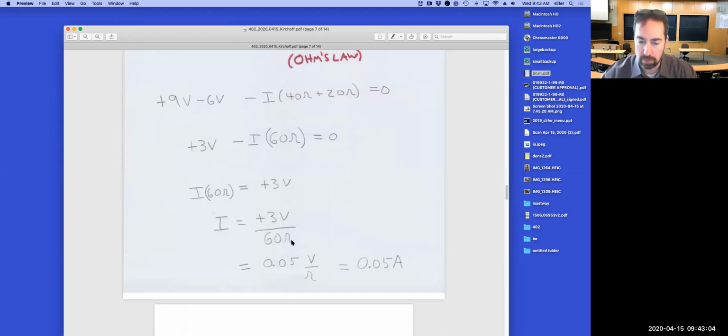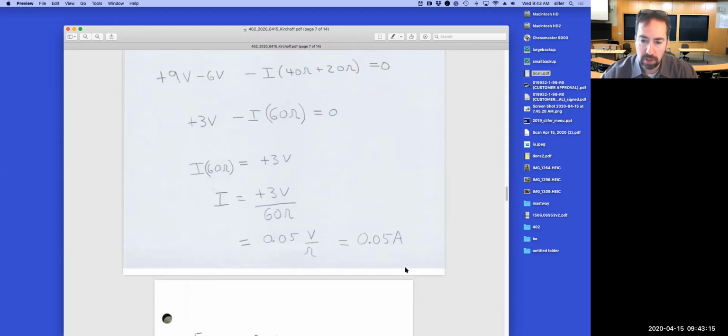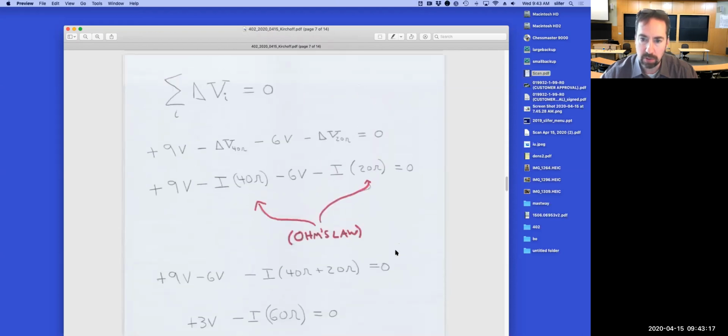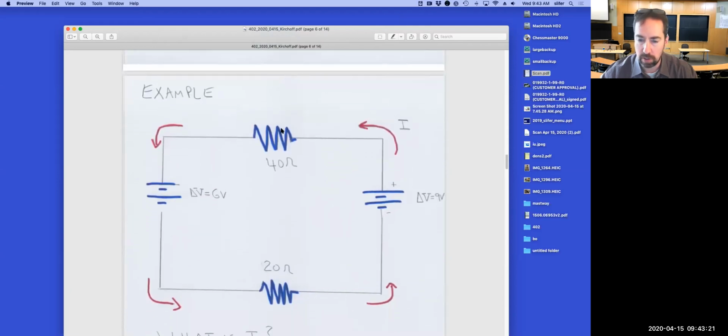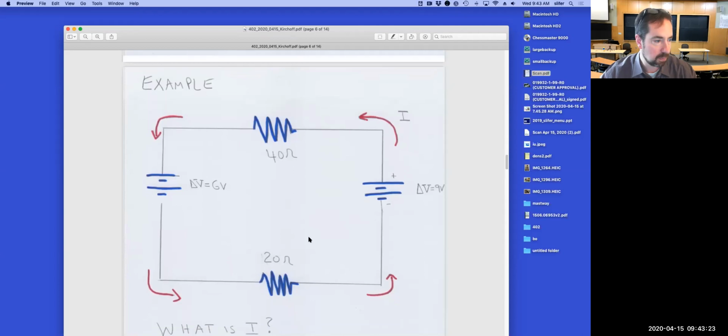The units come from the fact that I know a volt per ohm is equal to an amp, or that I did everything in SI, so I better get the SI unit of current in the end. So in the end, I get 0.05 amps for the current that is flowing around this slightly more complicated circuit.